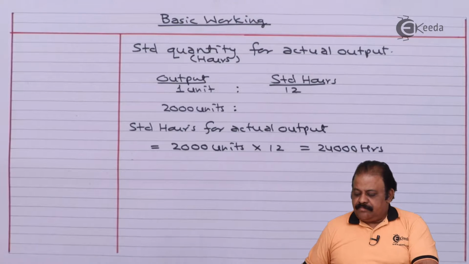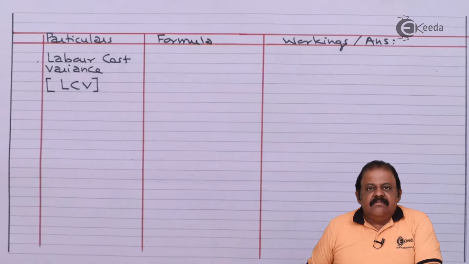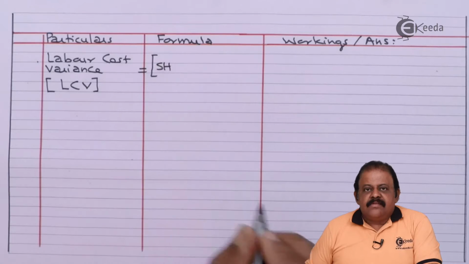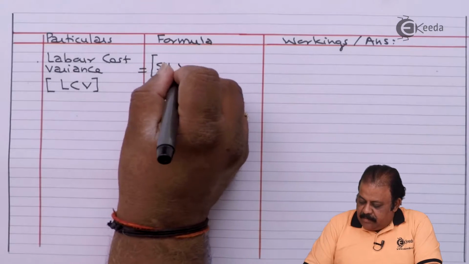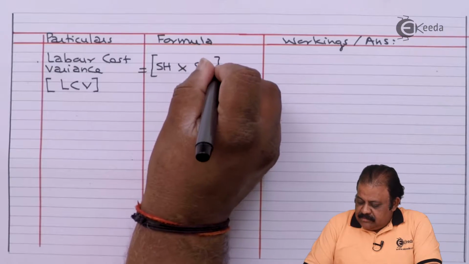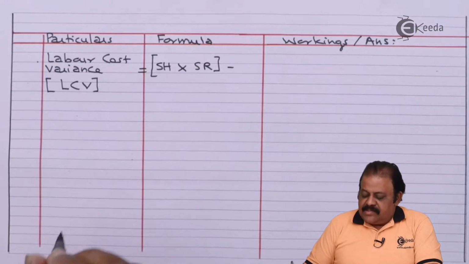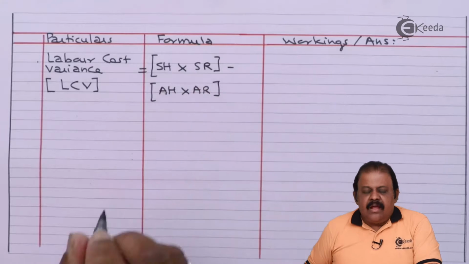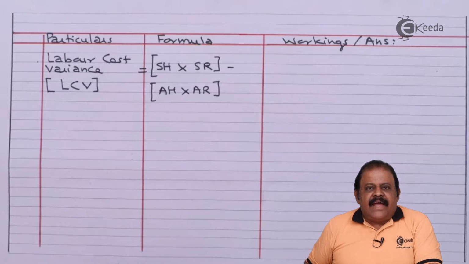24,000 hours. Labor cost variance is equal to standard hours multiplied by standard rate minus actual hours multiplied by actual rate.